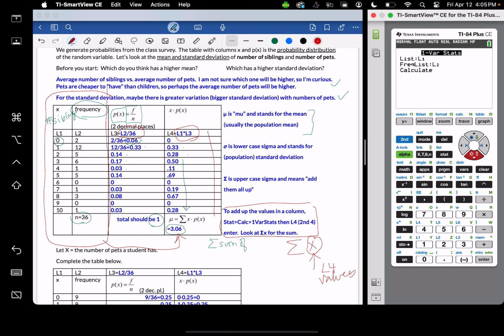So if I go down here to calculate, you'll see that it does calculate the mean. X bar though, it doesn't call it mu, it calls it X bar. So it's treating it like the sample mean, but that's exactly the same number. So there's different levels of calculator intensity. You can be super lazy, just put these two columns into your calculator and get the sample mean and the sample standard deviation.